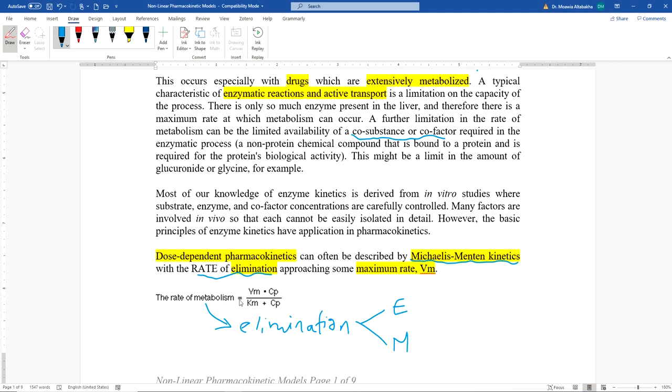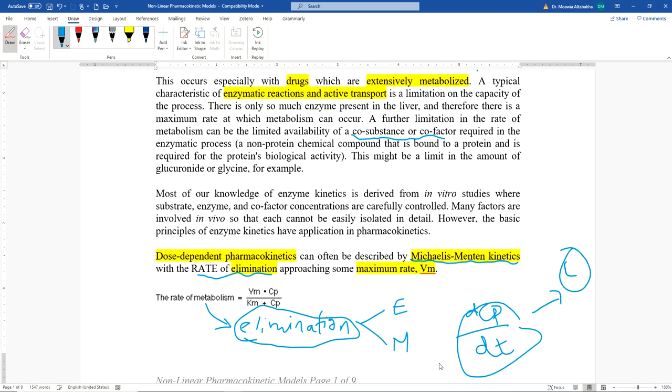Okay, you will notice here that I don't have a negative. The reason why I don't have a negative here is I'm talking about elimination. I'm not talking about the rate of change in drug concentration, dCp divided by dt. If I use this one, yes, of course, with time, after I give an IV injection, the concentration decreases, so it has to be negative. But here I'm looking at the outcome, elimination, which is positive.